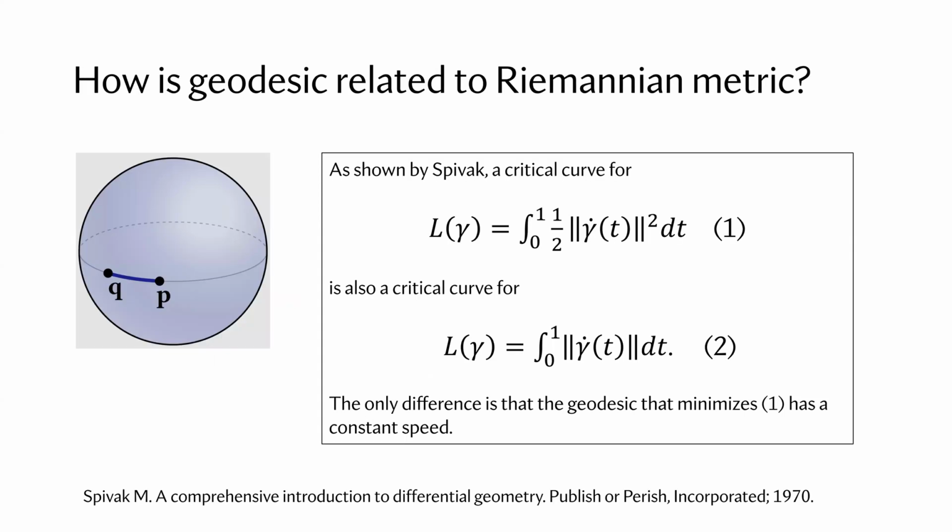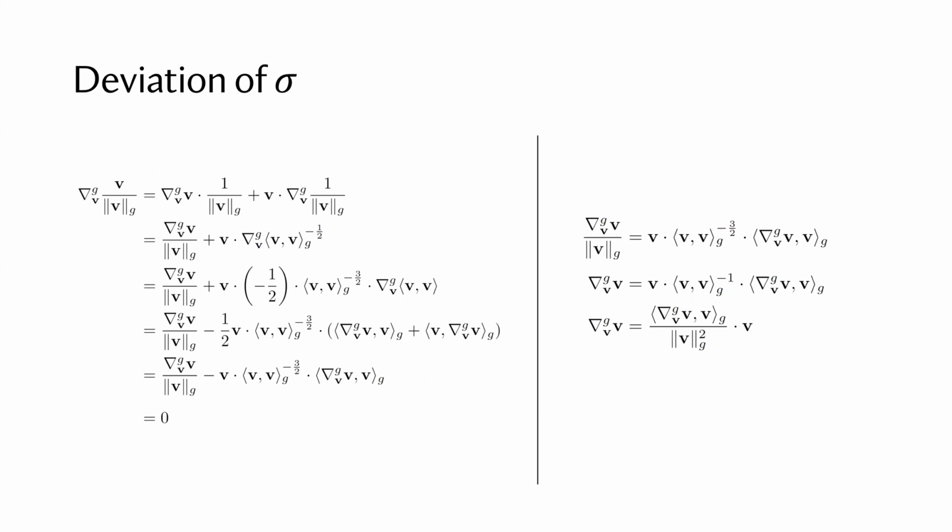As shown by Spivak, a critical curve for the unit speed geodesic equation 1 is also a critical curve for equation 2, which is a non-unit speed geodesic. The only difference is that the geodesic that minimizes 1 has a constant speed. When we interpret it in a covariant derivative way, for a non-unit speed geodesic, it means there are no restrictions on the norm of the geodesic vector field. So it is equivalent to making ∇_V ||V|| equal to 0. Then we can have the expression of σ.